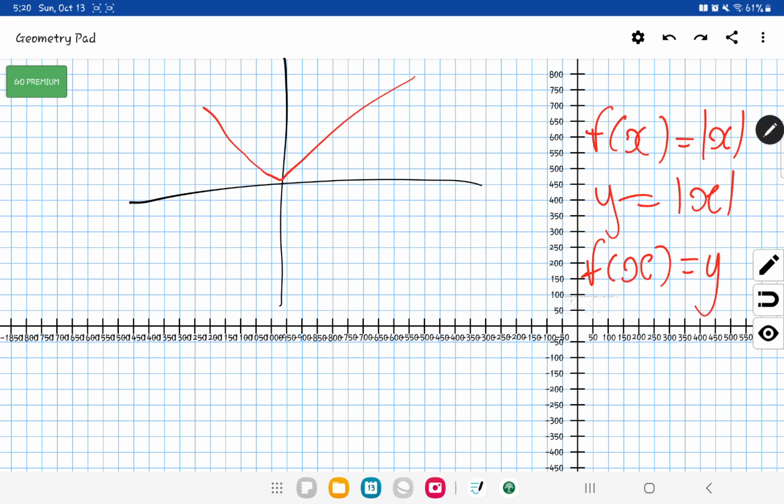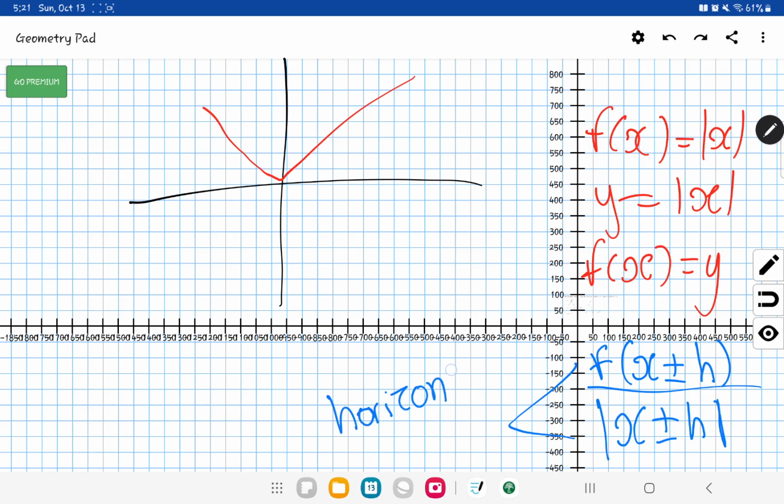Horizontal shifting means you're adding or subtracting a number from the x. So it's going to be f(x) plus or minus, for example, a number h, or absolute value of x plus or minus h. If you see that they're adding or subtracting a number and it's affecting the x, meaning it's inside the parentheses or inside the absolute value, we call this horizontal shifting.